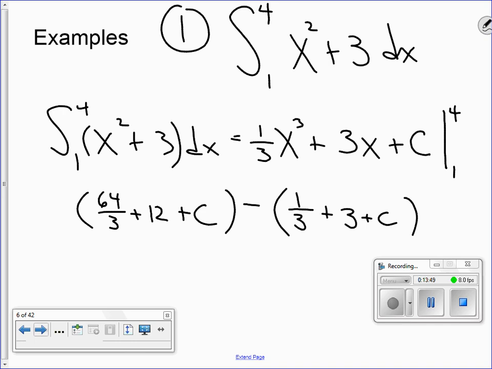Can you tell me why I don't need to use a plus c when I find a definite integral? The c's are going to cancel. That's why you never do it, okay? They're going to cancel anyway, so why bother? So you don't have to do the plus c first.